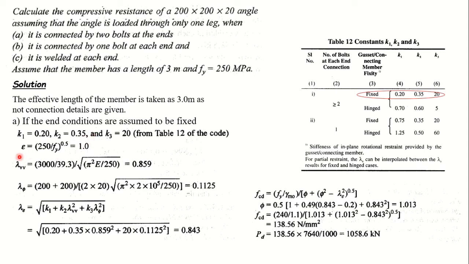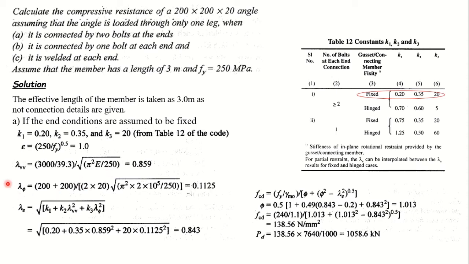Now what about the lambda VV value? The member length has been given as 3 meters. I'll assume this to be the distance between the centers of the connection. So 3000 divided by RVV. RVV you'll get from the steel table for this angle section ISA 200 by 200 by 20. So L divided by RVV, divided by root of pi square E upon 250. This will give us lambda VV as 0.859.